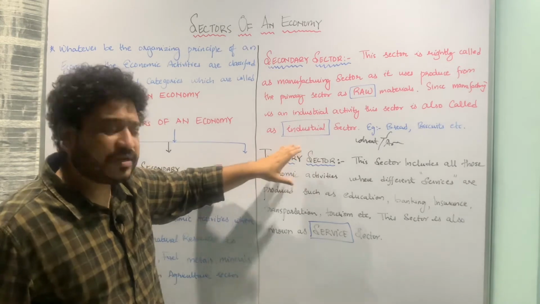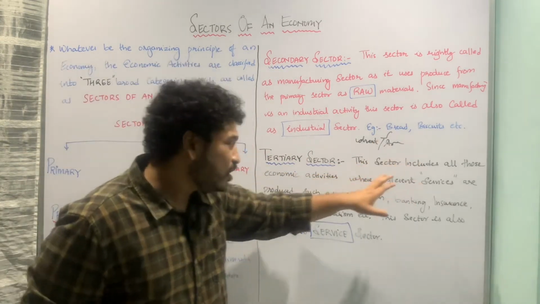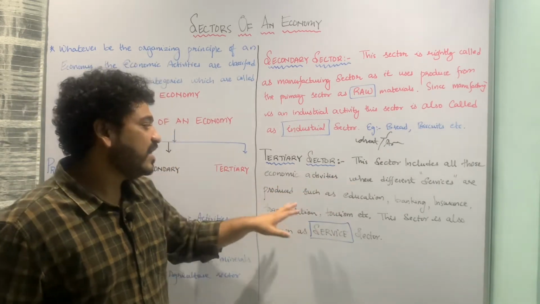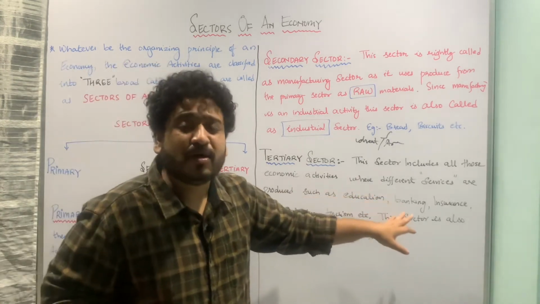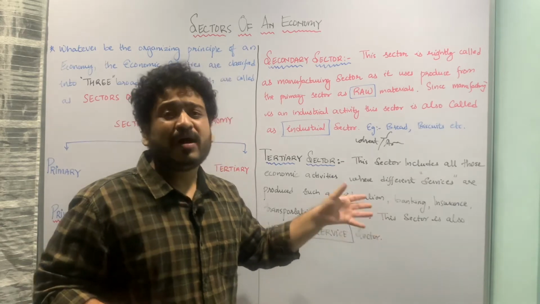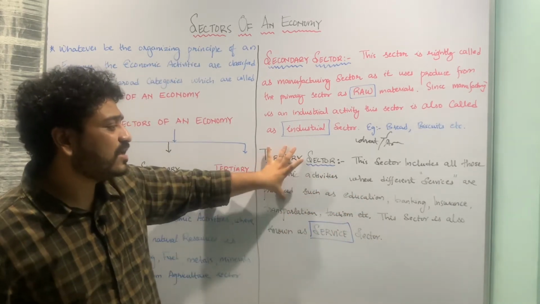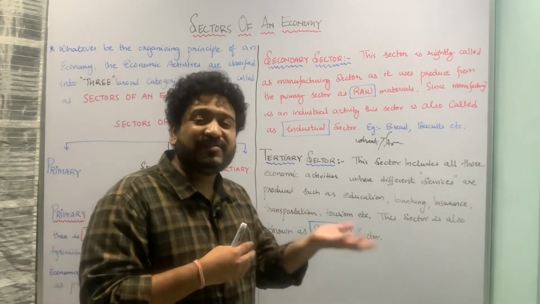Let us now look in greater detail at what the tertiary sector means. This sector includes all those economic activities where different services are rendered or produced, such as education or banking or insurance or transportation, tourism, hospitality and all of that. This is how you look at the tertiary sector, and it is also called the service sector because you are giving some services.